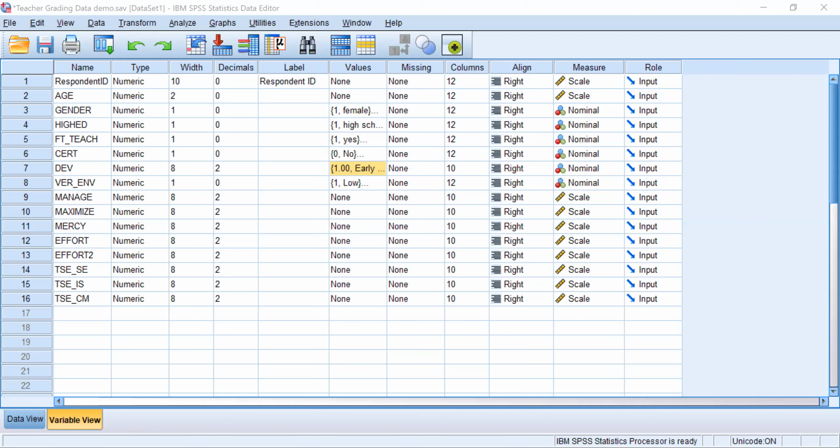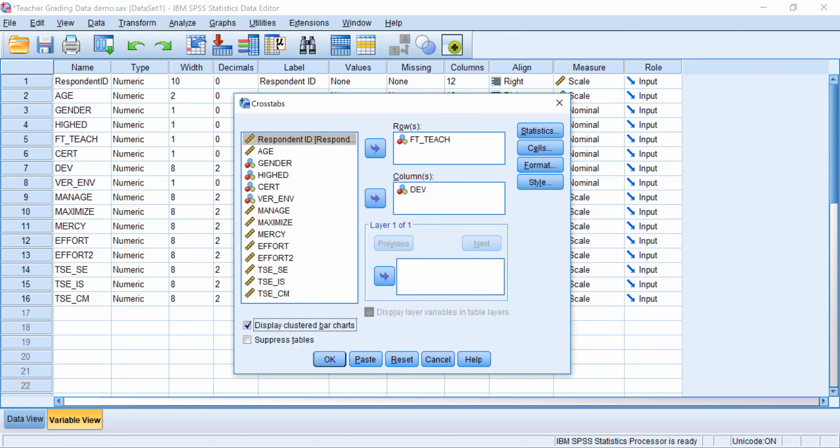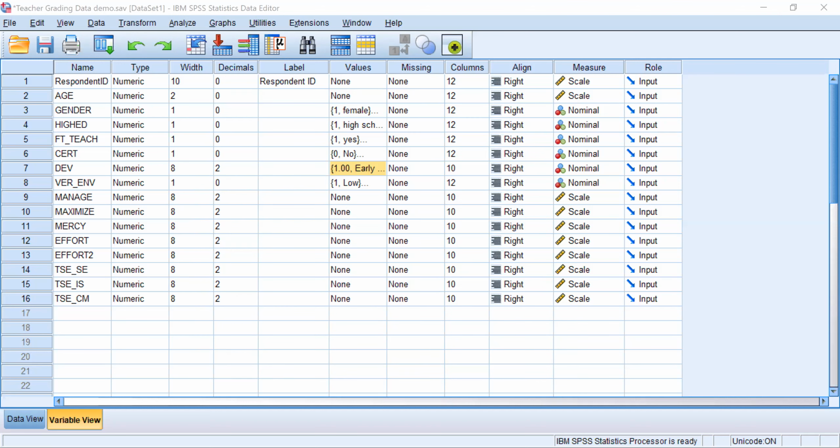have teaching experience. So I'm going to go back up and ask for that again, because for some reason I must have unchecked display clustered bar charts. And I'll just get the bar charts, and it conveys exactly the same information, but graphically.